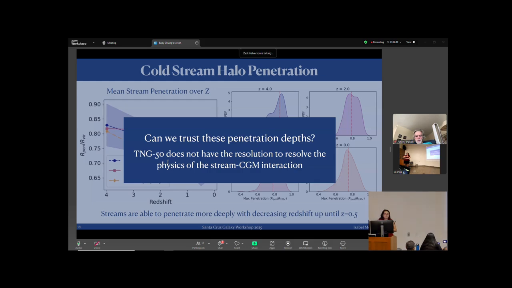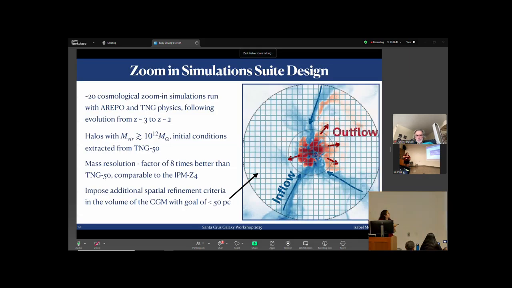But I guess a point Barry really brought up is, can we actually trust these numbers? No, because TNG-50 doesn't have the resolution to resolve the physics of this stream CGM interaction that's really going to govern whether these streams survive. And that's why, as Barry already mentioned, we are working on a suite of zoom-in simulations where our goal is to run approximately 20 cosmological zoom-in simulations with TNG physics, mostly focusing on the evolution from redshift 3 to 2, with initial conditions extracted from the halos we've looked at in TNG-50.